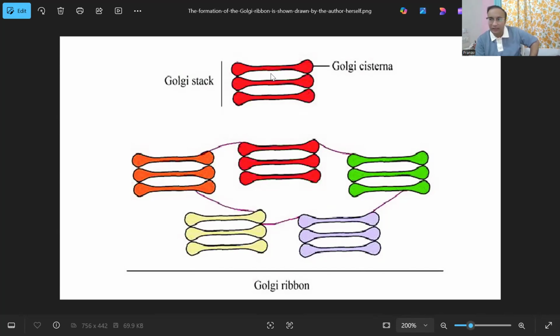How interesting, the cell aggregates its different cell organelles and makes up a complex altogether to carry out its functions, and then it is disorganized when it is not required. So, this is all about Golgi ribbon.